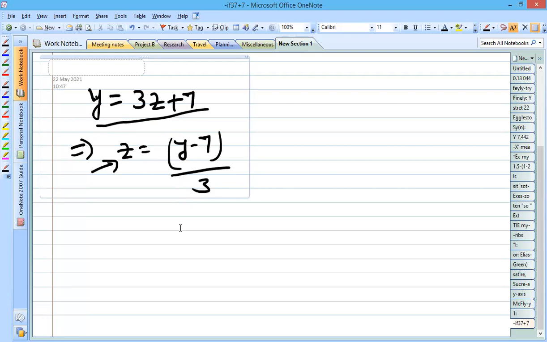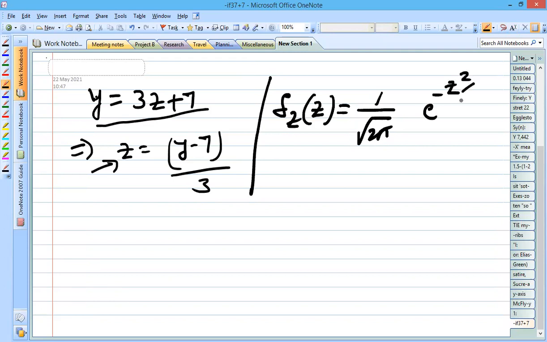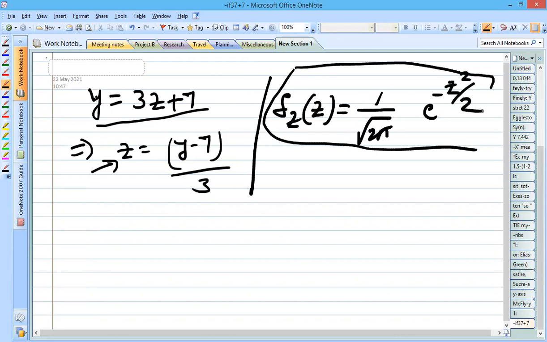In order to write the PDF for y, first we will write the equation of the CDF. As we have seen, the PDF of a Gaussian random variable, fz of z, can be expressed as 1 by root 2 pi e to the power minus z square by 2. You need to remember this while writing the equation for the PDF of the random variable y. If you remember this, we can easily write the PDF for the random variable y, which is generated with the help of the Gaussian random variable z.